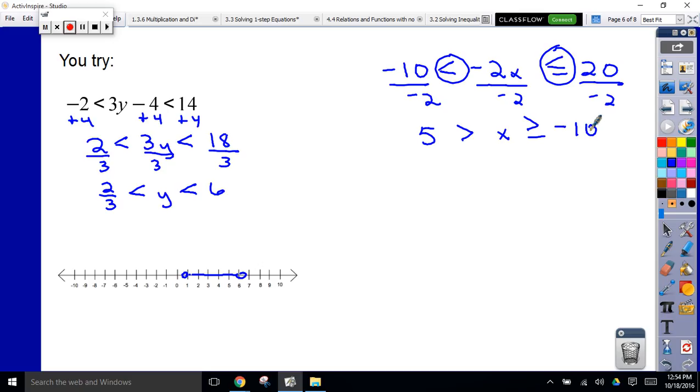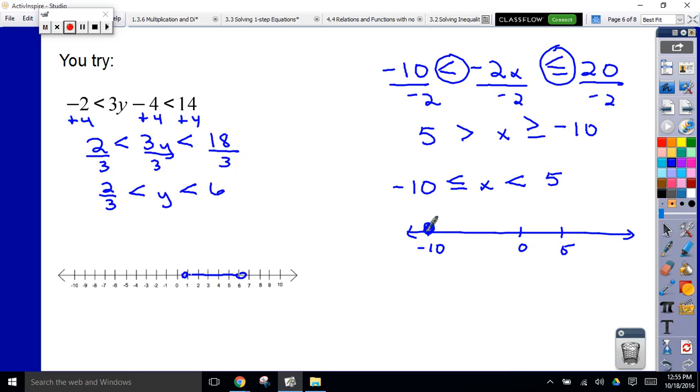Now when you graph this, -10 on the number line is farther to the left. You might want to flip it around and think of this as -10 is less than or equal to x, which is less than 5. So on the number line, I'm just going to do 0, 5, and -10. It's going to be in between -10 and 5, like that. You could graph it from here. It's not wrong to write it the other way, but it looks better this way because it's in the same order that you see it on the number line.